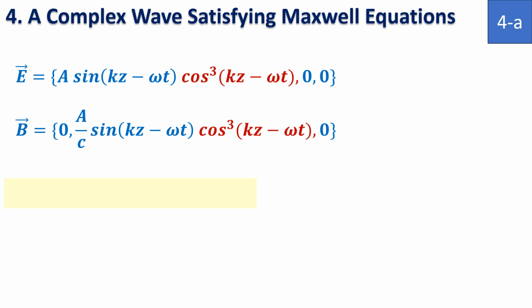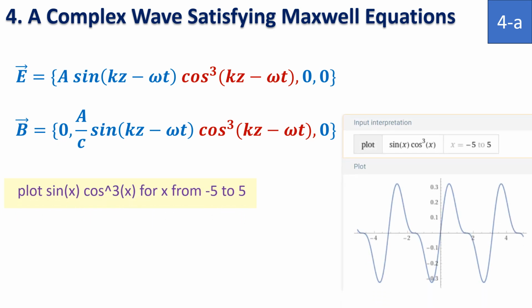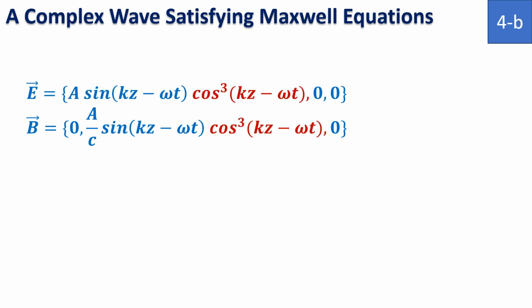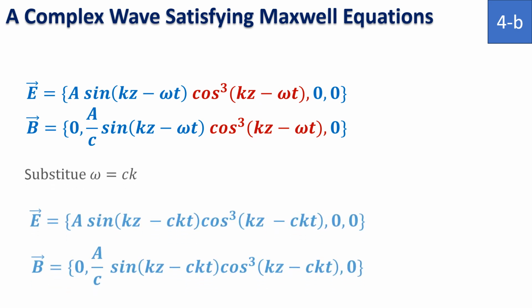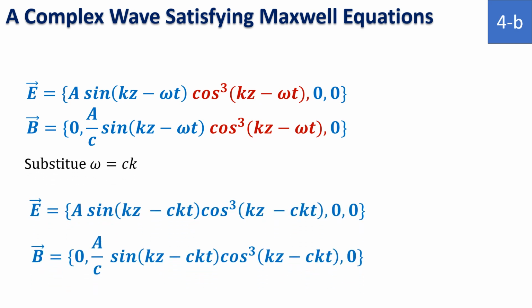We can use the same Wolfram Alpha to see the plot of the sine cos cube term. It seems like a distorted wave, still it has a periodicity. Before we start solving for the complex wave solution, let us simplify a bit. From the last example, we have seen the condition omega is equal to c times k. Why not substitute here so that the Wolfram Alpha has to do less work to solve? Let's go to the next slide.